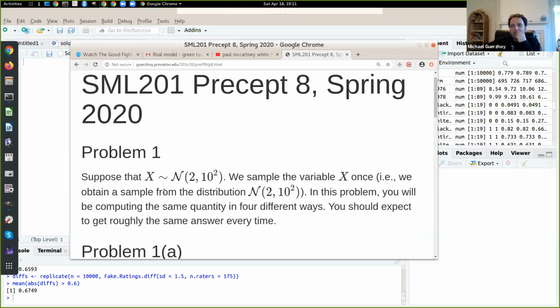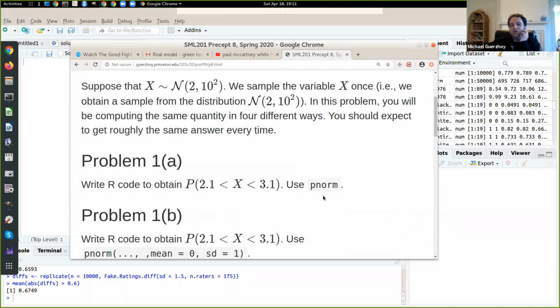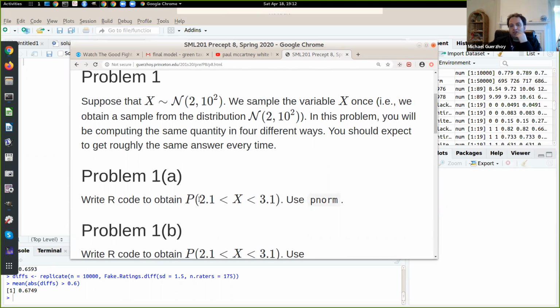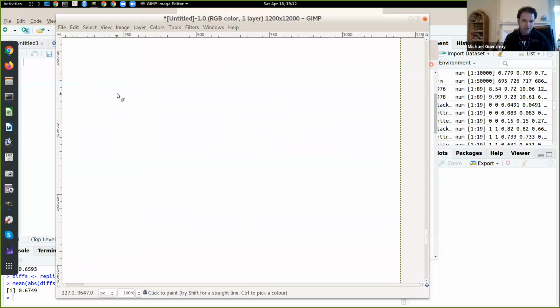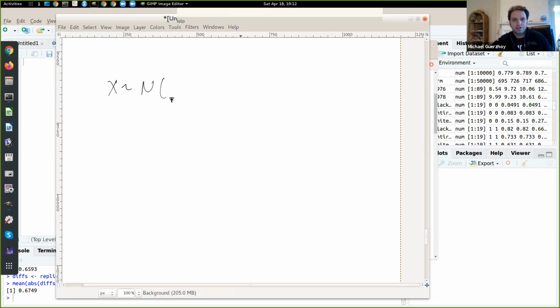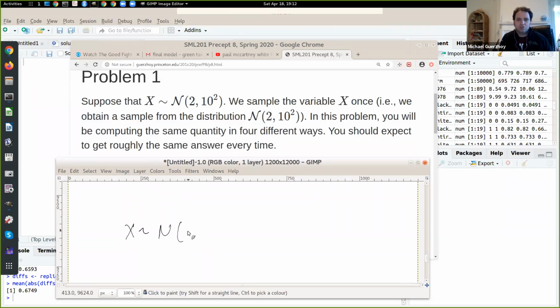So the first problem is we're assuming that x is normal with mean 2, variance 10 squared. We sample the variable x once. Now what we want to know is the probability of x being between 2.1 and 3.1. When x is normal with mean 2 and 10 squared, 10 squared is the variance, so that means the standard deviation is going to be 10.